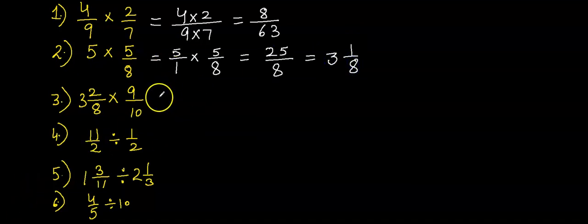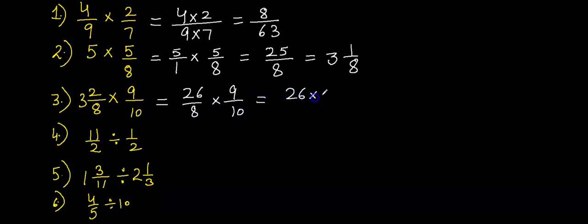Let's try the next one. Since we have a mixed number here, we have to convert that into an improper fraction. So that would be equal to 8 times 3, 24, plus 2, that's 26 over 8, times 9 over 10, and then that would be equal to 26 times 9 over 8 times 10. And then we see if we can reduce any of the numerators and any of the denominators. So we can reduce 26 by 8 or 26 by 10 as well.